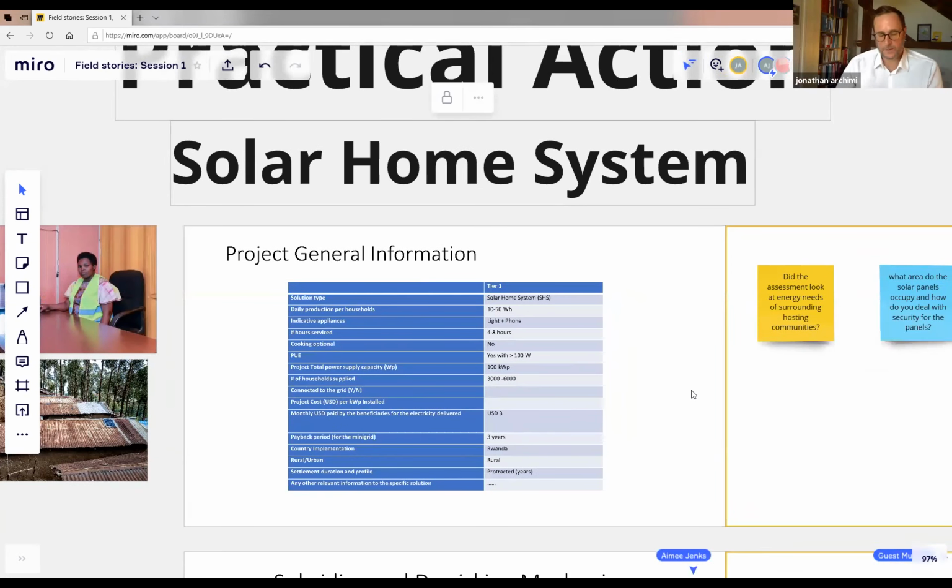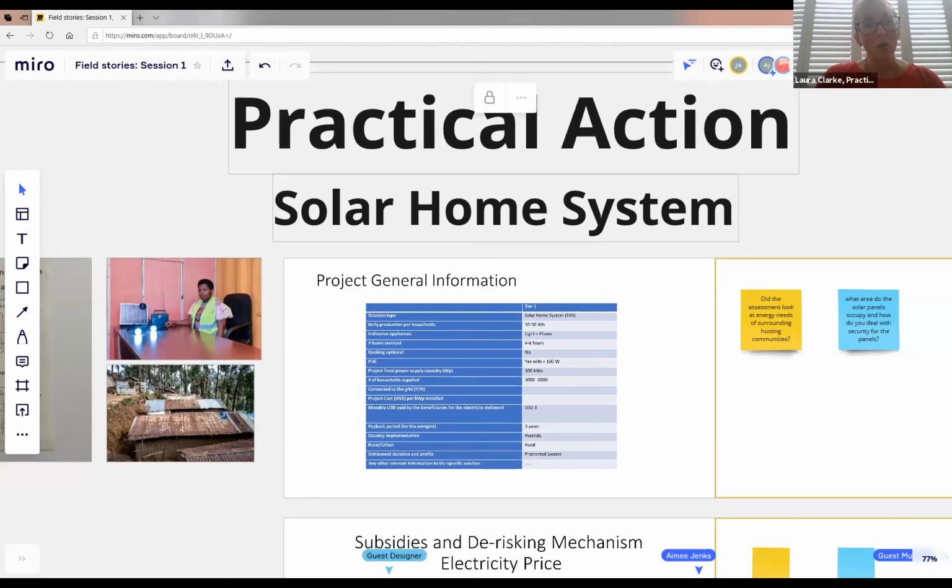Thank you. There is a question: did the assessment look at the energy needs of surrounding hosting communities? Not in as much detail. We certainly talked to the local authorities, and where the camps are located, they're all part of the Rwanda electrification rollout program. So it is a slightly different context and a slightly different market for the host community.